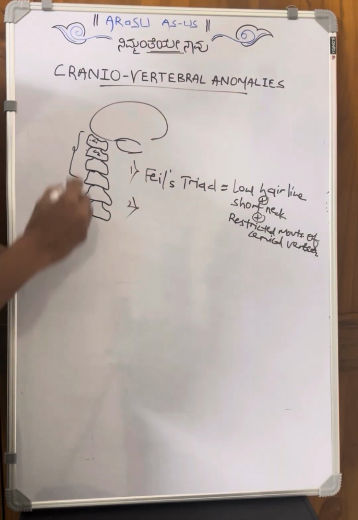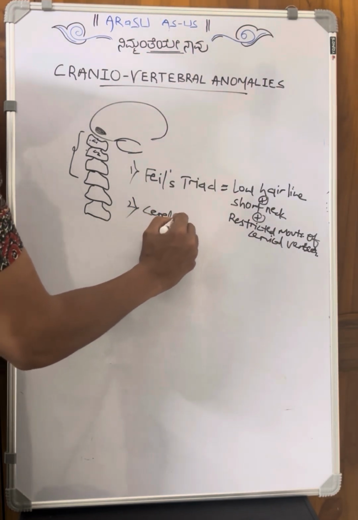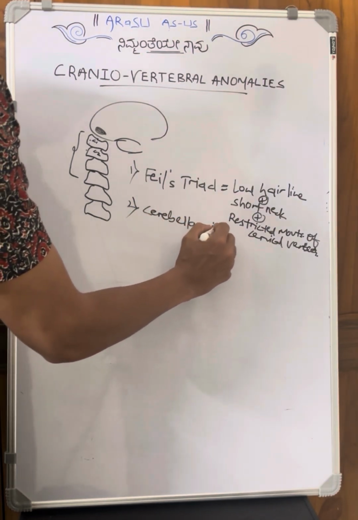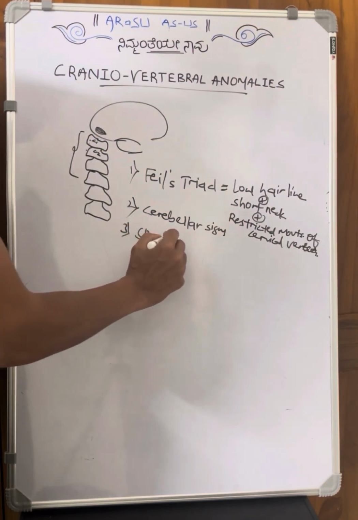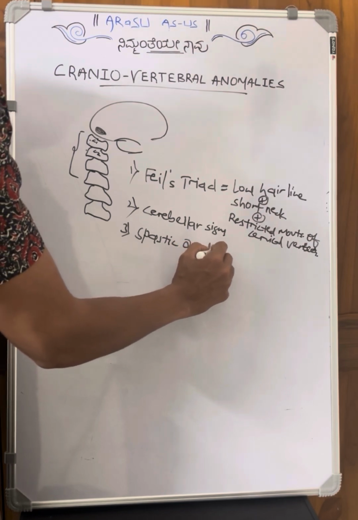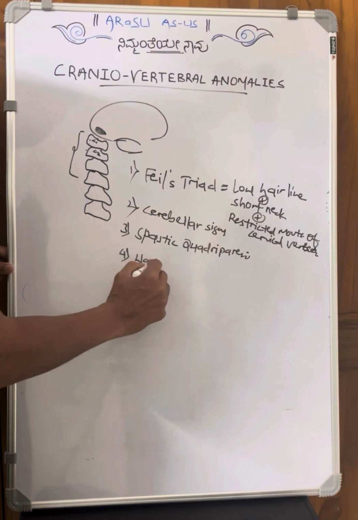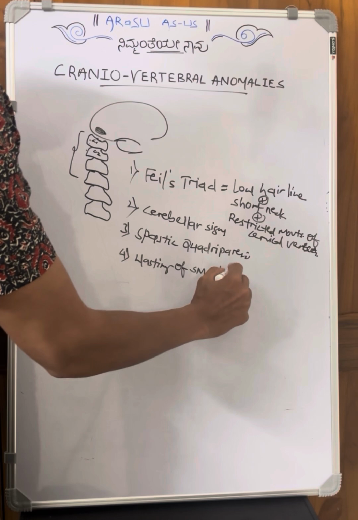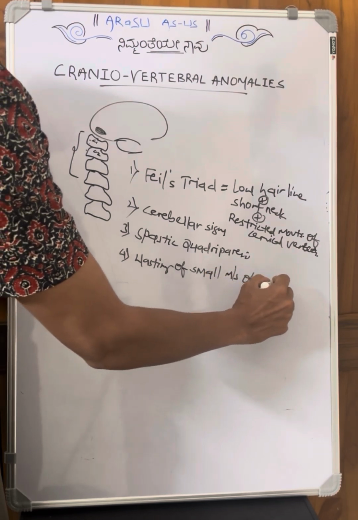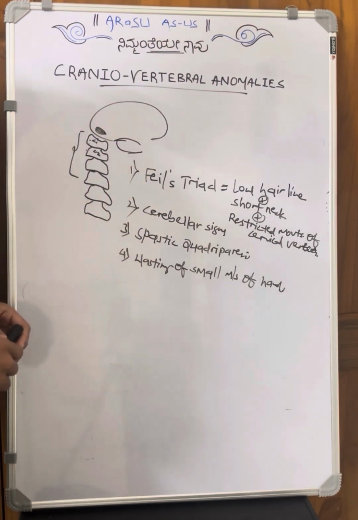Other manifestations might be features of cerebellar dysfunction, so we can see cerebellar signs, and there will be spastic quadriparesis. There might be wasting of small muscles of the hands. So these might be some manifestations in craniovertebral anomalies.